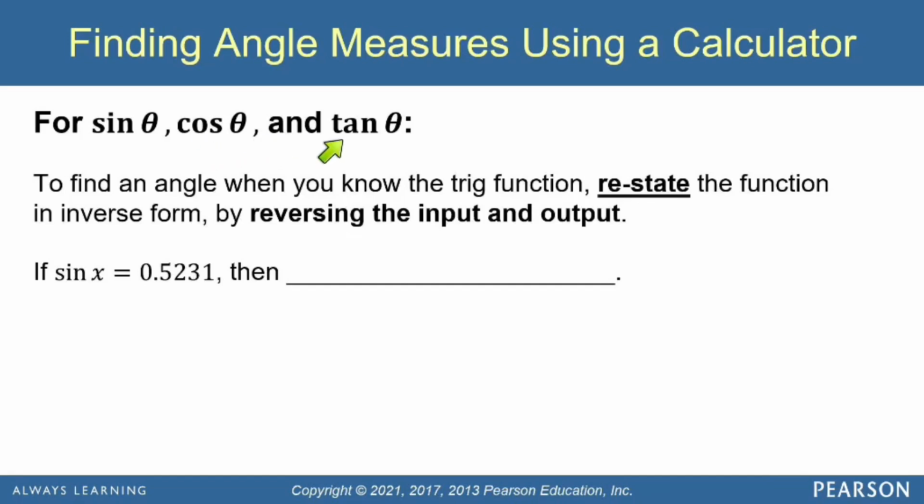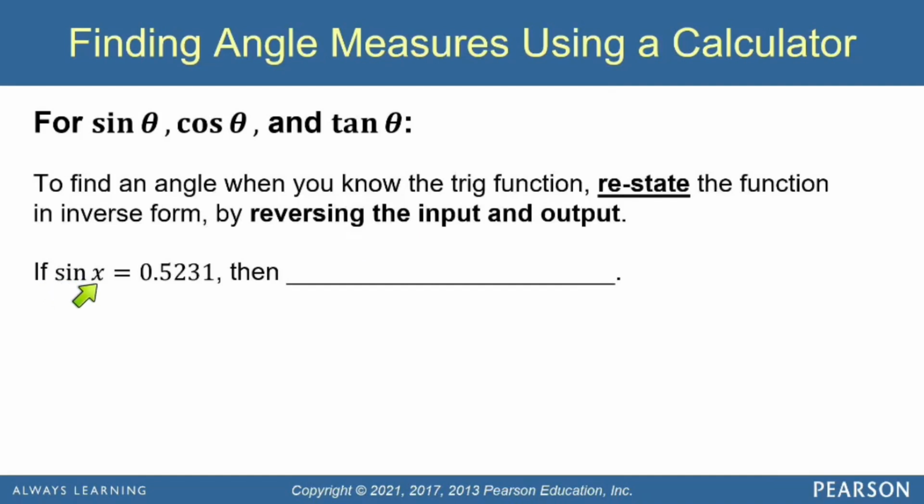Now for sine, cosine, and tangent, this is pretty straightforward because we have inverse function buttons for each of those on our calculator. We have an inverse sine, an inverse cosine, and an inverse tangent. So to find an angle when you know the trig function, what you'll want to do is restate the function in inverse form by reversing the input and the output. If you can write it, then you can enter it in the calculator. But if you don't know how to write it, then you're going to have trouble entering it in the calculator sometimes. So let's practice learning how to write it correctly.